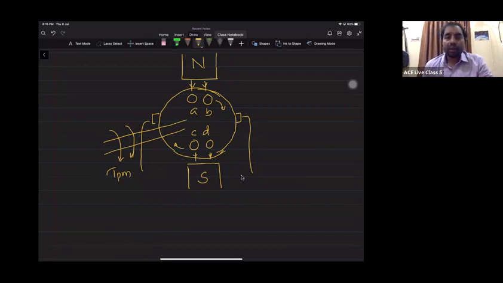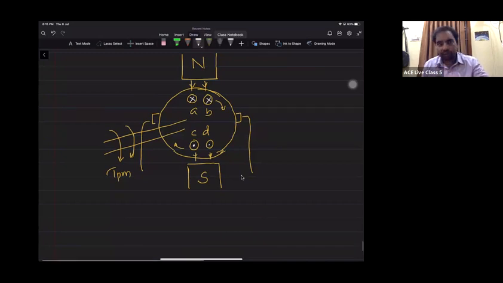Now I want to know the direction of the induced EMF. For that, which rule do I need to call upon? The right hand thumb rule. I presume that you know the right hand thumb rule. If I apply it, in this conductor it will be a cross, and in this one it will be a dot. You can just apply it, it is not a big deal. So this is the concept of a generator.